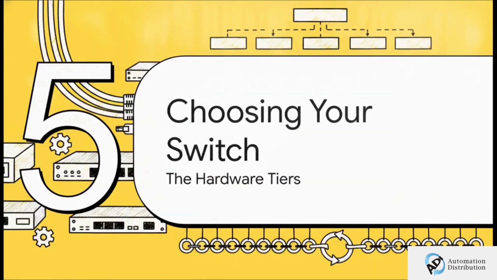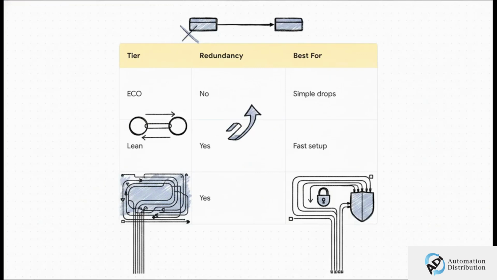All right, Section 5, choosing your WAGO switch and breaking down the hardware tiers. We can use a pretty straightforward framework to navigate WAGO's 852 family. Let's break it down real quick. At the top, for those simple point-to-point drops where uptime isn't overly critical and you're on a tight budget, you've got the unmanaged or eco tier, switches like the 852 1112 or 1112. Just keep in mind, those cannot close a redundant ring.